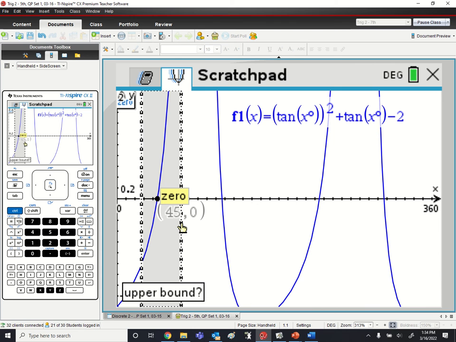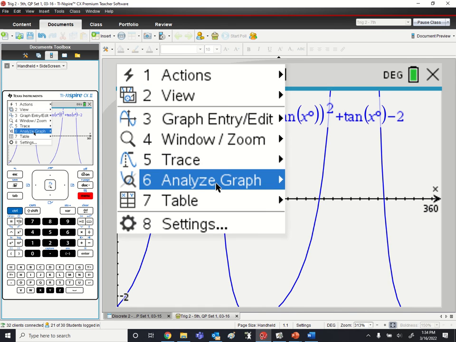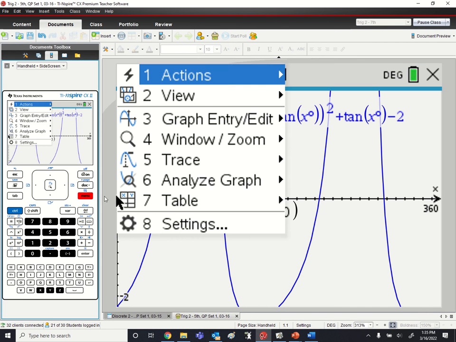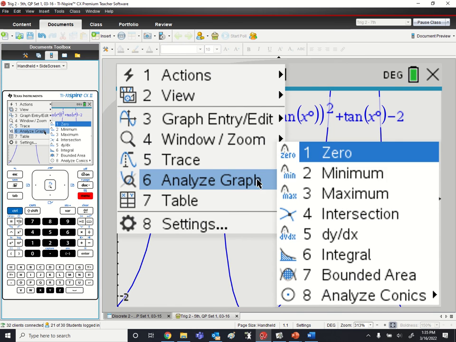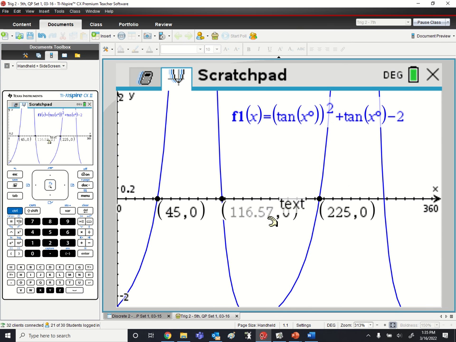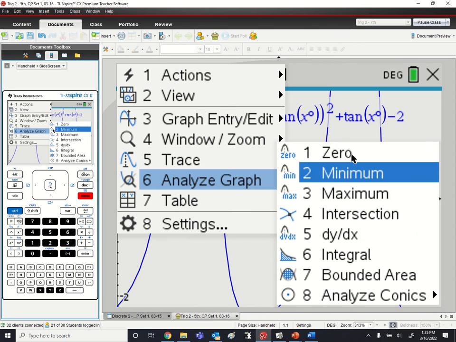So you only can get one at a time. You have to do this 4 times. The calculator won't do all of them together. You have to do it 4 times. Click enter. There we go. So there's my answer. And then go through and do it again. Menu. Analyze, zero. Menu. Analyze, zero. Menu. Analyze, zero.